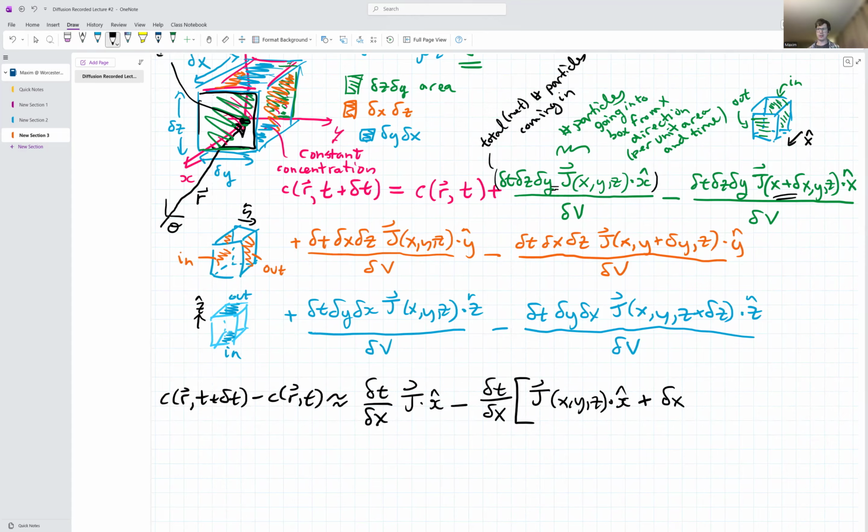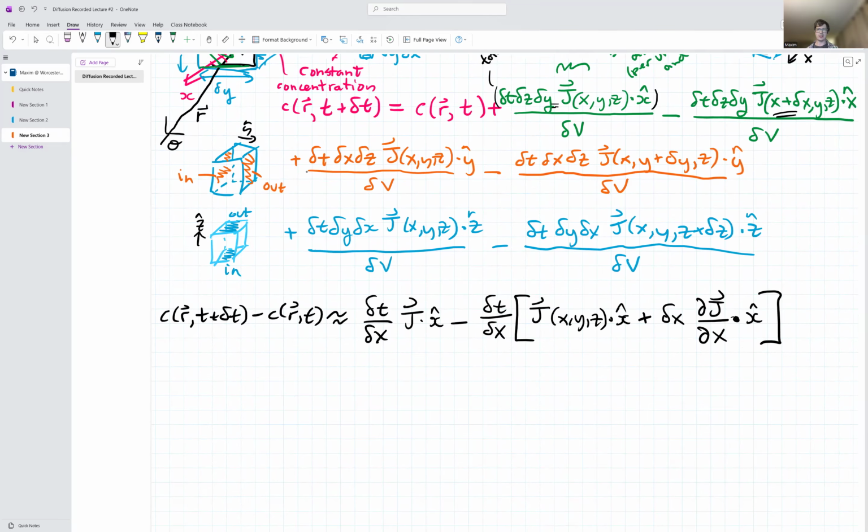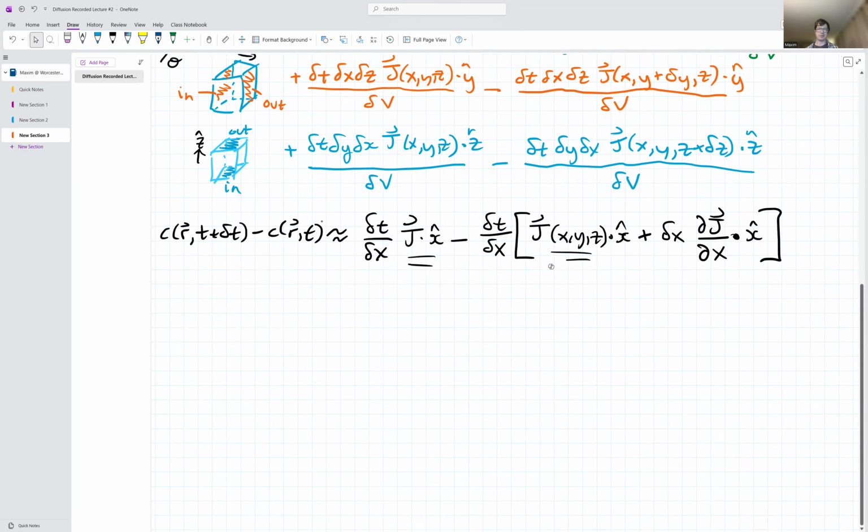And then the slope of the function is just the derivative along that direction. So it's delta x times dj/dx, and then you dot it into x hat. It doesn't matter that it's a vector function. You're allowed to do Taylor series for a vector. And we don't need any higher order terms for that, actually. So we'll see some nice simplifications happen. You can already see that this term will cancel that one, hopefully, because they're the same.